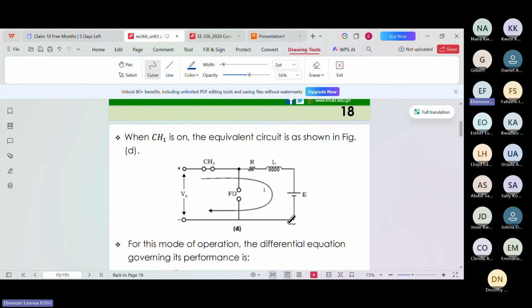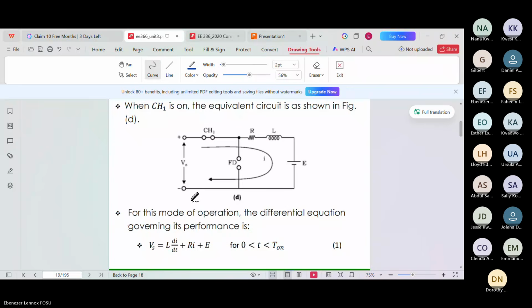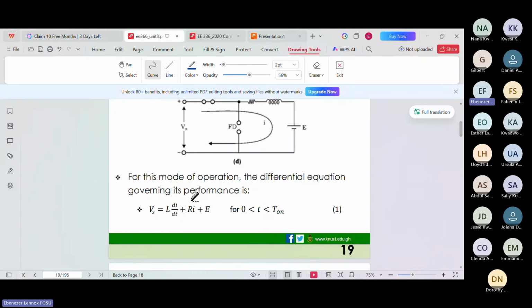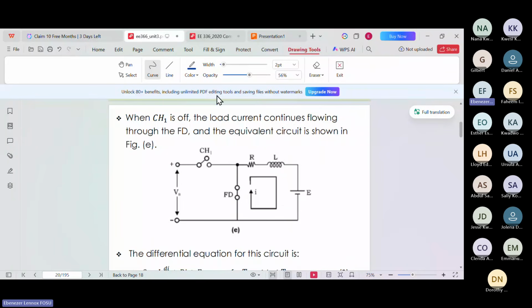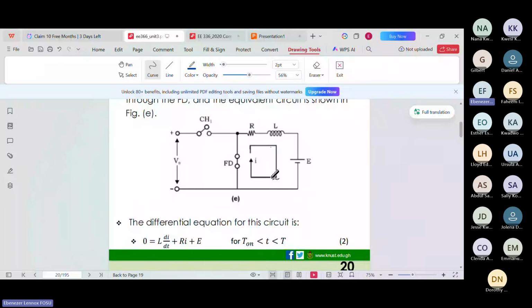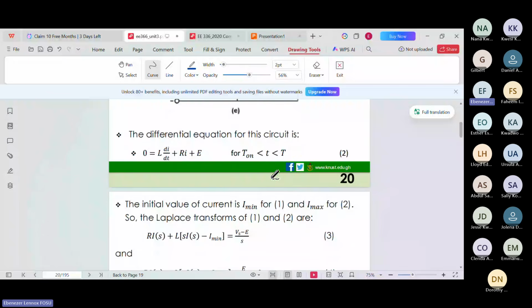This was what I was explaining. The time that the switch is on, the diode will be open circuited and you have it this way, right? Okay. When you also look at the time that the switch is open, you're going to have the diode shorted because it will turn on, and then you have it like this. So you can write the equation and then go ahead.